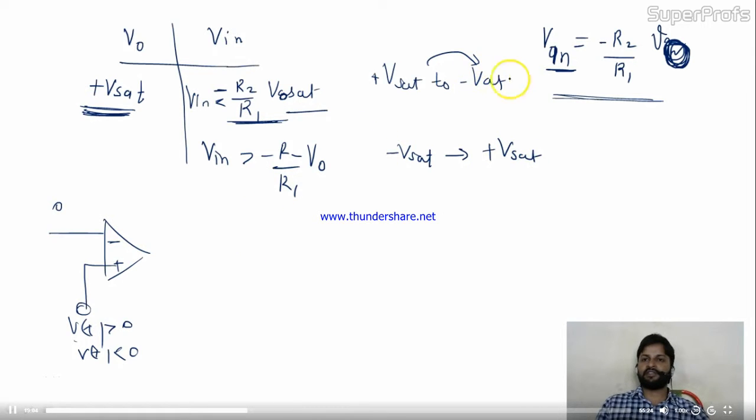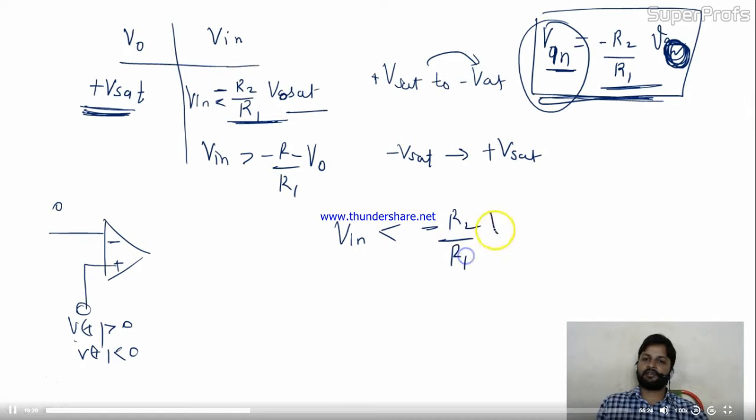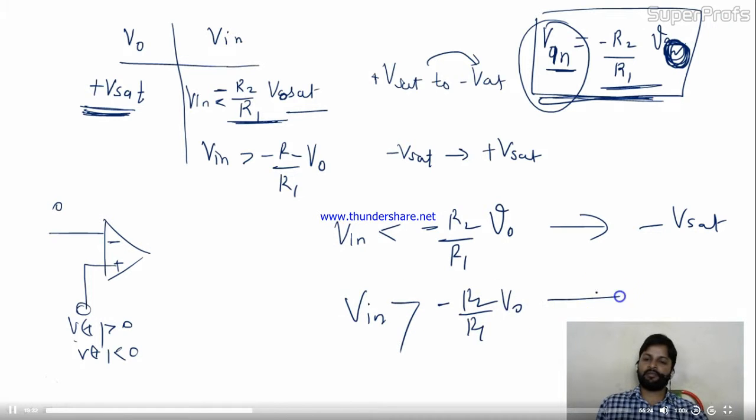Is it clear to you? This is the condition, please remember. Now what the condition is saying is that there are only two conditions. If V in is less than minus R2 by R1 of V naught, then your output will be minus V saturation. If V in is greater than minus R2 by R1 of V naught, it will be plus V saturation. Simple. Is it okay? Now let's see what's going on over here.